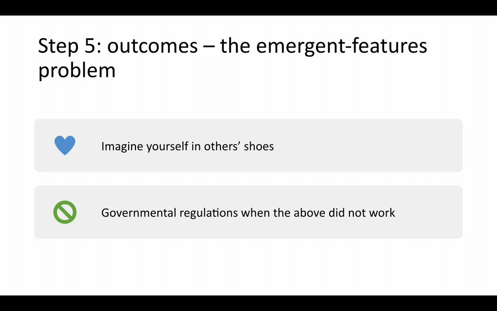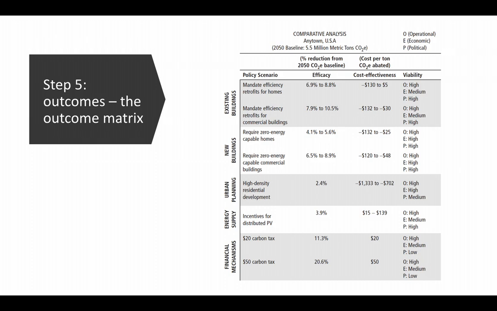And also, then the emergent features problem. You need to imagine yourself in others' shoes, right? So then, if these features did not work, then have problems, you need to consider governmental regulations.